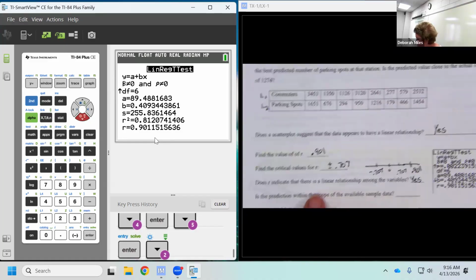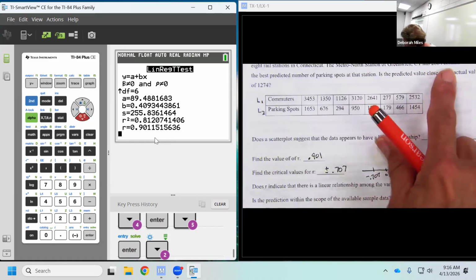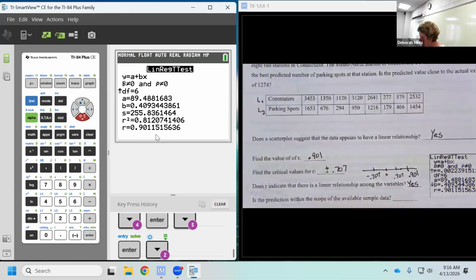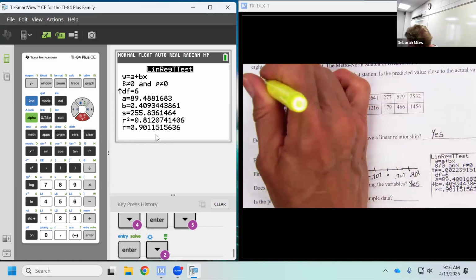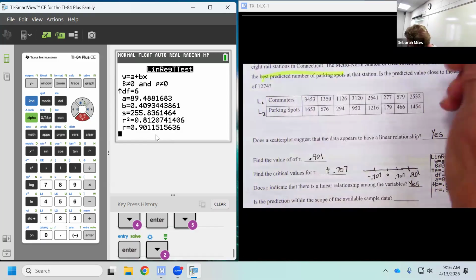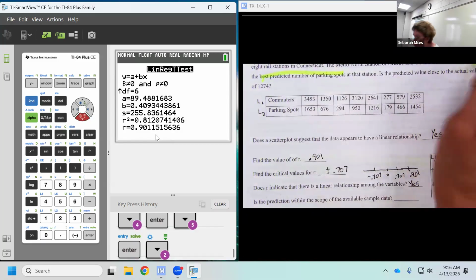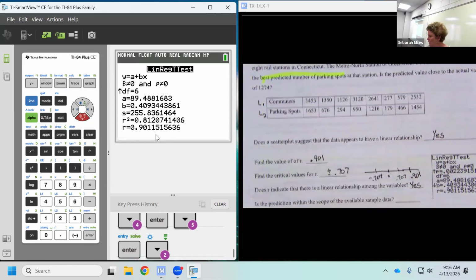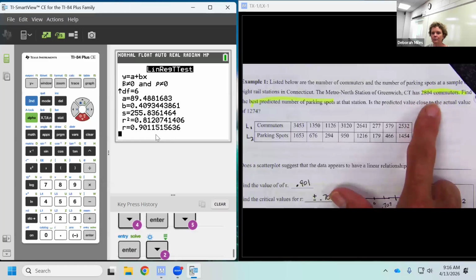So now we're asked to make a prediction. What are we asked to predict? Best predicted number of parking spots when there are 2,804 commuters. That's the prediction they're asking us to make.